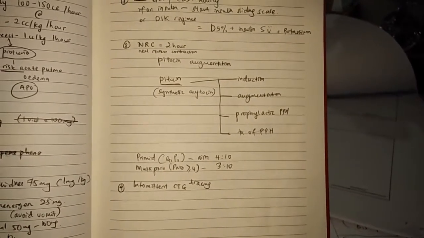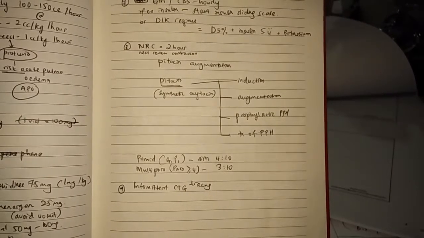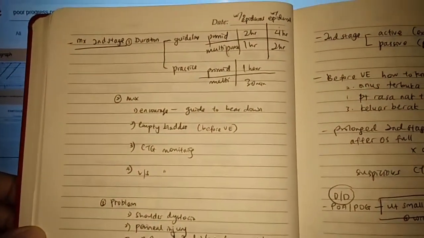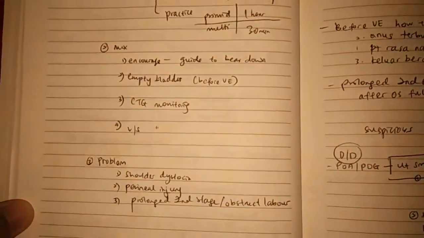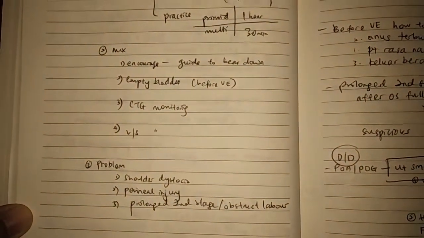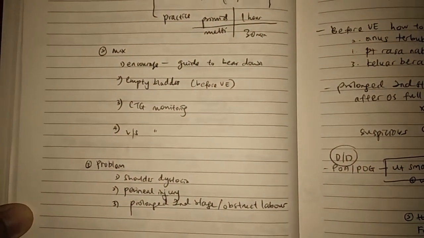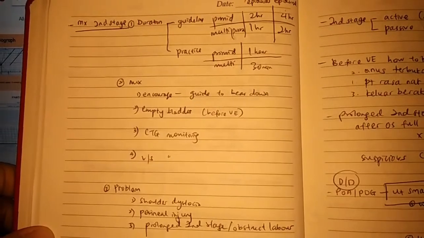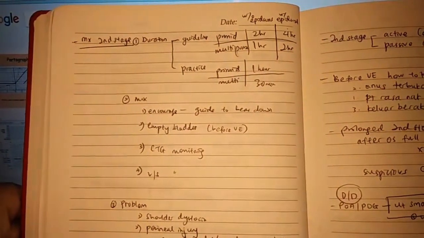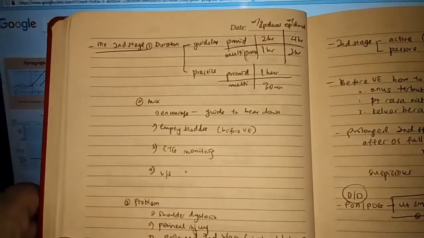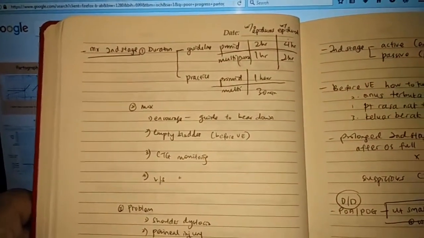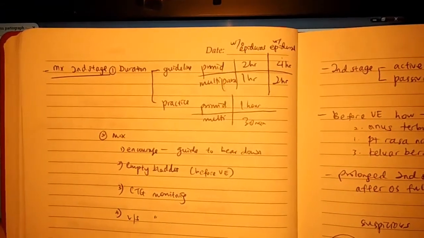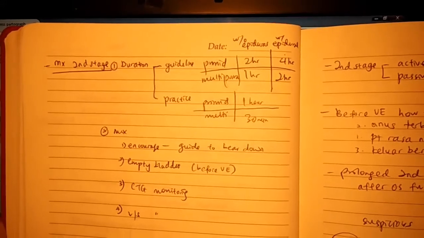And lastly, what we should do in the first stage is intermittent CTG tracing. Management of the second stage. The usual problems would be shoulder dystocia, perineal injury, and prolonged second stage or obstructed labor. Second stage is when the os is fully dilated until the delivery of the baby. In practice, we allow primigravida maximum 1 hour, multigravida 30 minutes. However, according to guideline, if without epidural, primigravida 2 hours maximum. If with epidural, 4 hours maximum.